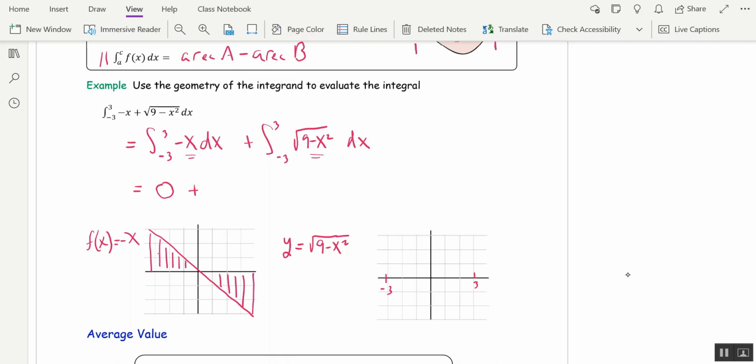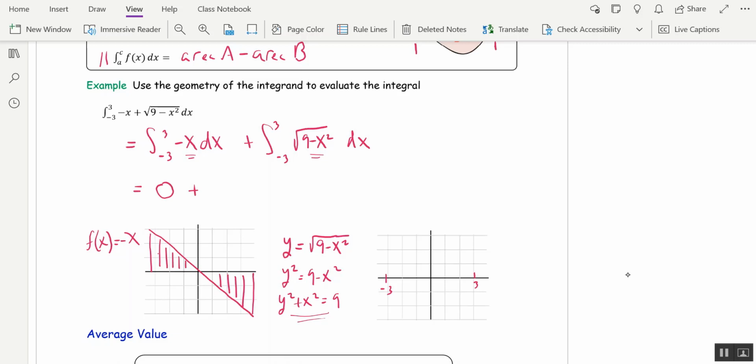So here's an easier way to graph that function. Square both sides. y squared equals 9 minus x squared. And move the x squared over. y squared plus x squared equals 9. And now I hope you recognize that as the equation of a circle of radius 3.